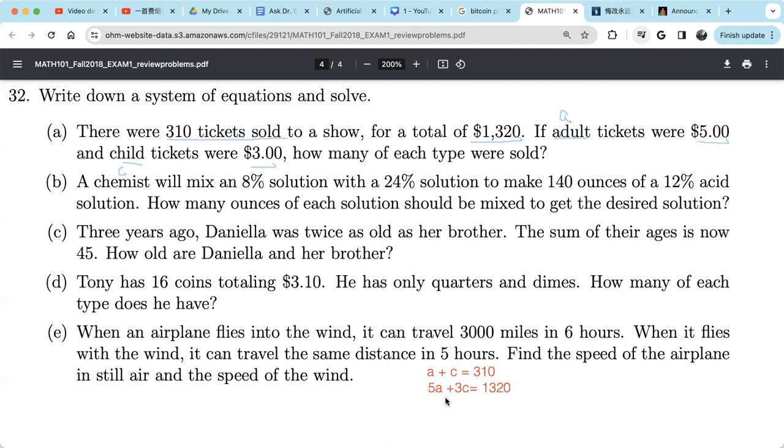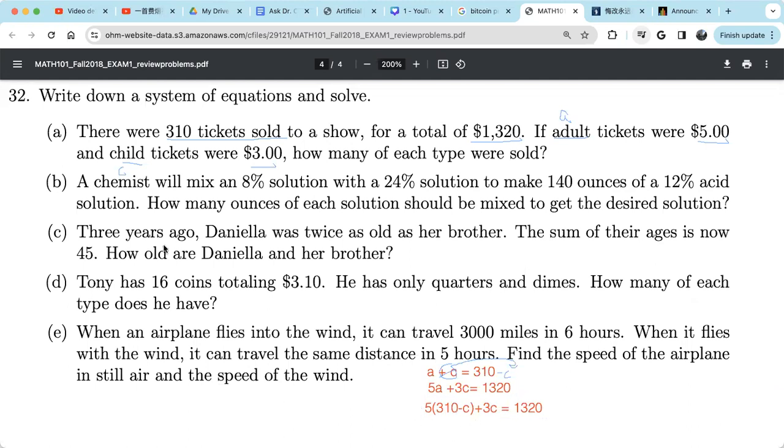So we want to solve this. We can use the elimination method or the substitution method. Let's use substitution. We move positive C to the other side, it becomes minus C, right? So A equals 310 minus C. Then we substitute into the second equation: 5 times (310 minus C) plus 3C equals 1,320.